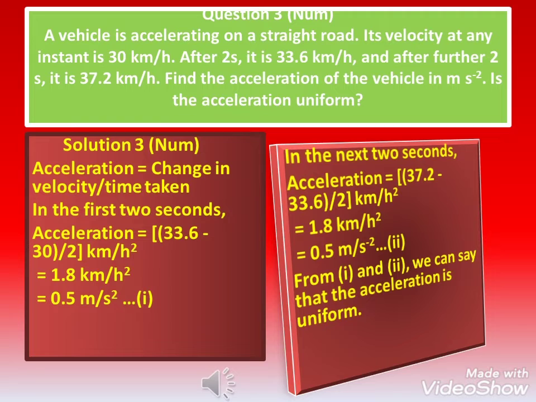Now, in the next 2 seconds, again acceleration is equal to final velocity minus initial velocity divided by time. So the final velocity here, 37.2 minus 33.6, whole divided by 2, gives 1.8 km per hour square. Again, we convert the answer into meter per second square by multiplying by 5 by 18, so that we get 0.5 meter per second square. So from equation number 1 and 2, we can say that acceleration is uniform, because on both sides acceleration is equal to 0.5 meter per second square. So the acceleration is uniform.